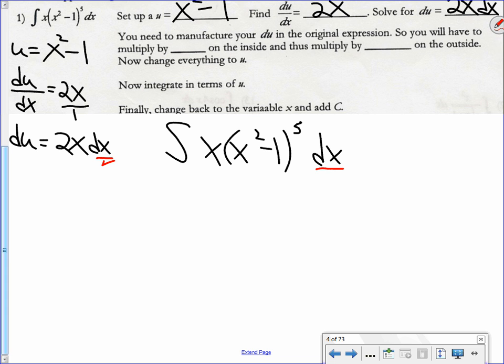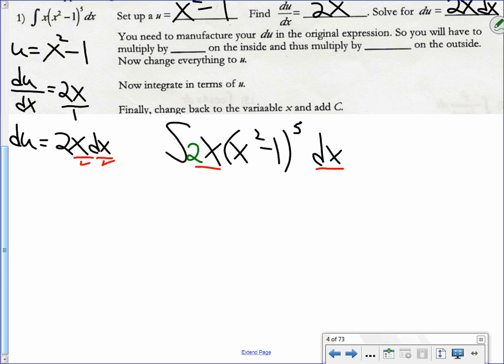How about an x? When you look for an x, you can't choose something you've already decided is part of u. Like, I can't choose an x here, I'd have to choose it here. But we got it. What am I missing? A 2. So if you're missing a constant factor of du, it's okay. If I'm missing an x, I'm out of luck, I can't integrate. But if I'm just missing a number, just go ahead and put it in there.